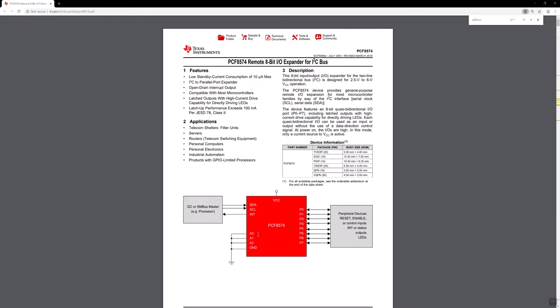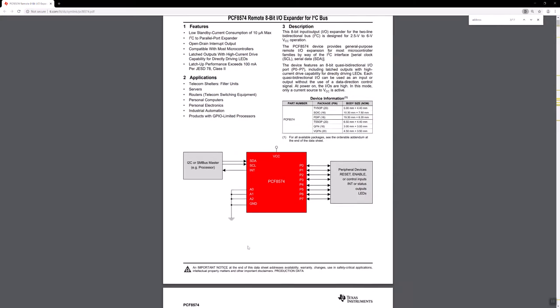Now, you can see here there's this A0, 1, and 2 lines, and then ground. What that means is this is actually a chip that you can program to have 8 different addresses. And you set that by determining which one of these is tied to ground. Now, in this picture, it's showing them all tied to ground. That, however, is not the way mine is wired up.